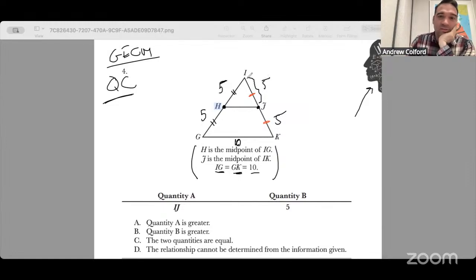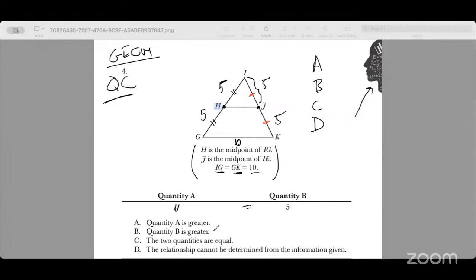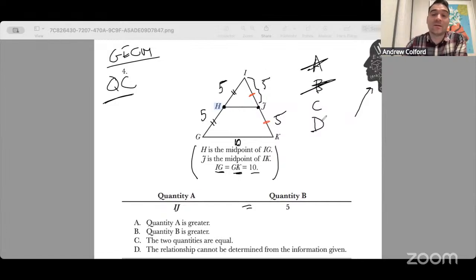So 5 and 5, this is one potential outcome. And as always, on quantitative comparison, we want to give ourselves a little intermediate victory on the way. I just found a case where these two are equal, where IJ equals 5. Which answer options can I now eliminate? A and B. Gone, right? Because I just found one case where they're equal. So quantity A is not always greater. There's a case where it could be equal.